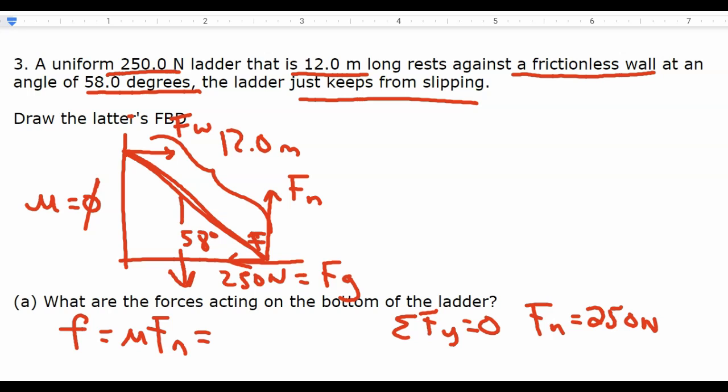So what do we do? I think we need to do a torque problem, don't we? Because we need the normal. If we get the normal, we can get the coefficient of friction. Any suggestion where we might put the axis of rotation?